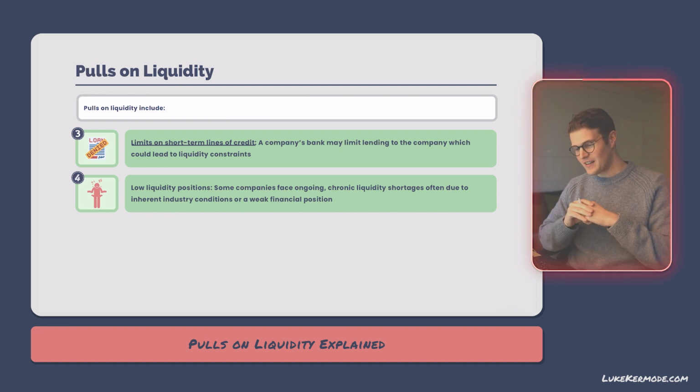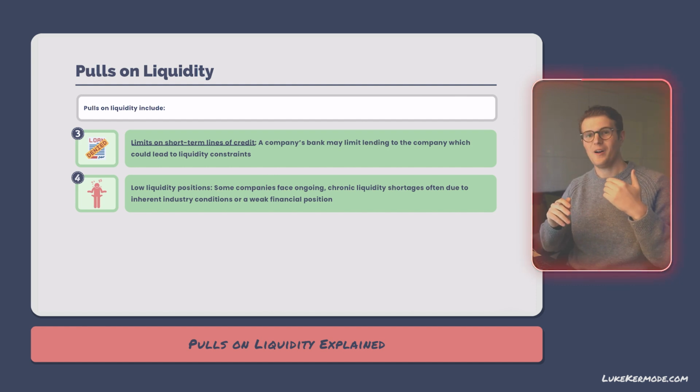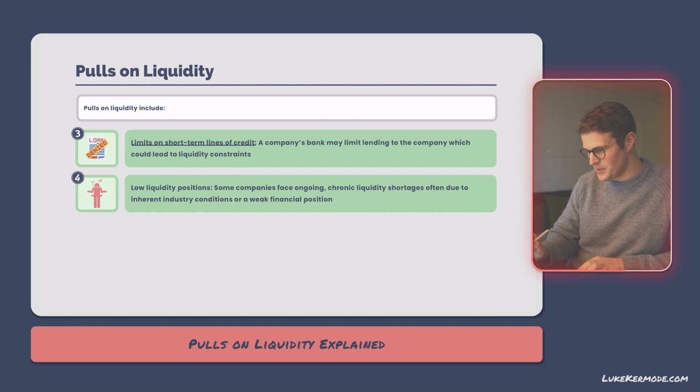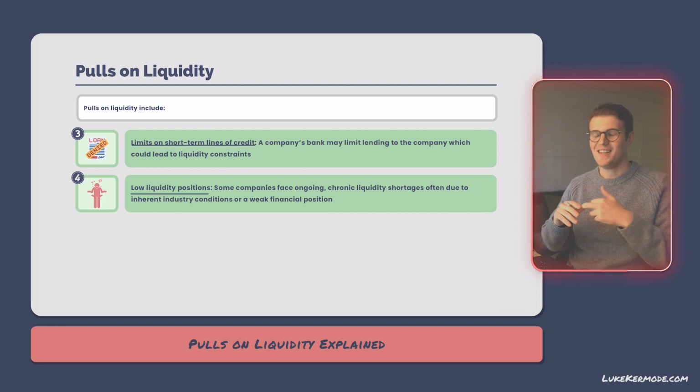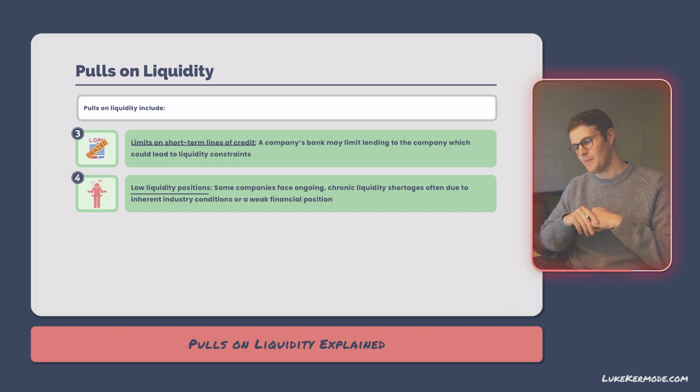And then fourth and finally, low liquidity positions. Some companies, due to the industry or the sector that they're in, face ongoing chronic liquidity shortages due to industry conditions that are ongoing, cyclical, or just due to a company-wide weak financial position. That's more industry sector specific, and that pull can be exacerbated by following a more aggressive approach to working capital management. So that's the four pulls on liquidity.